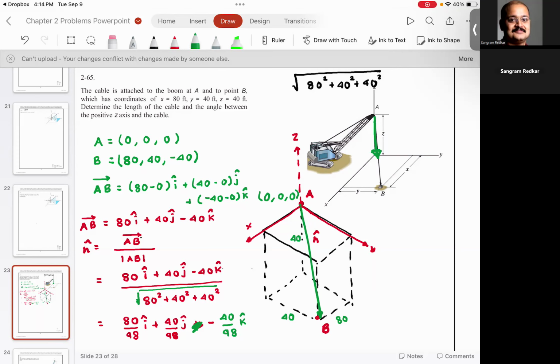So if you want to find out, theta x is going to be cosine inverse of 80 by 98. Theta y, cosine inverse of 40 by 98. And theta z is cosine inverse of 40 by 98. And with that, I'm going to stop here.